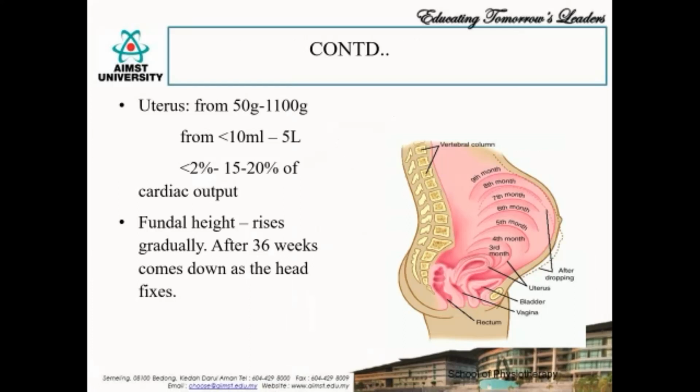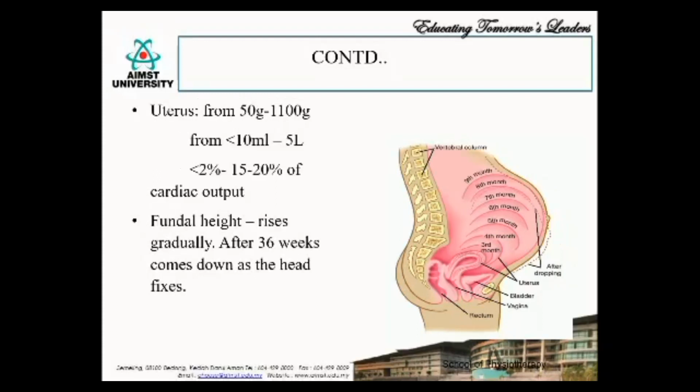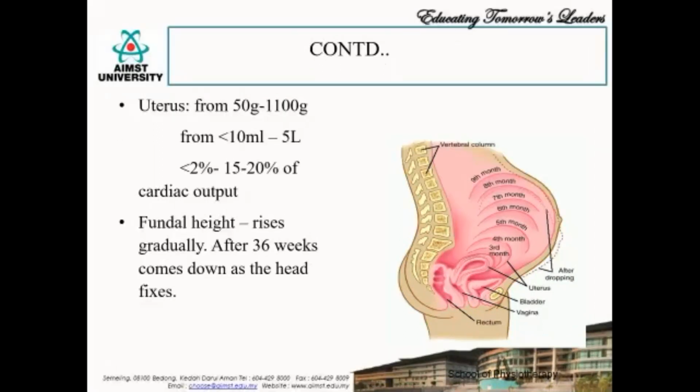The next is the uterus. Normally the uterus will be around 50 grams, but because of the increase in the baby, the uterus will increase from 50 grams to 1 kg 100 grams of weight. So normally the uterus will be around 50 grams only, but because of the baby and other things, slowly it will increase in weight and also in size.